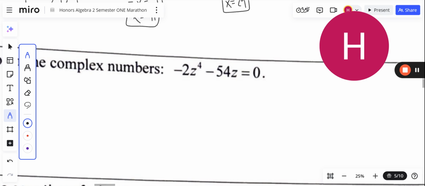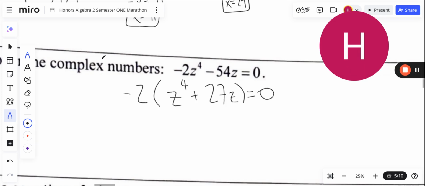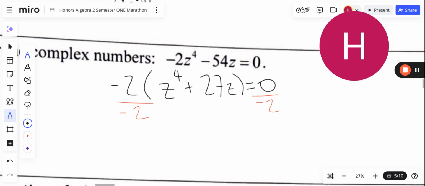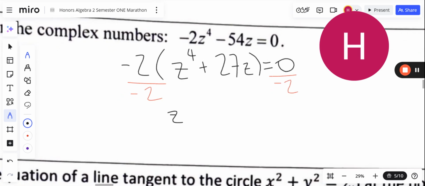So we should divide the negative 2 out. That's going to leave us with z to the 4th plus 27z equals 0. Now remember when I said we don't want to divide by something on both sides? That's only when it has a variable, remember. If it doesn't have a variable, it's fine. It's just a constant number. So now we're able to factor out z, and we have z cubed plus 27.